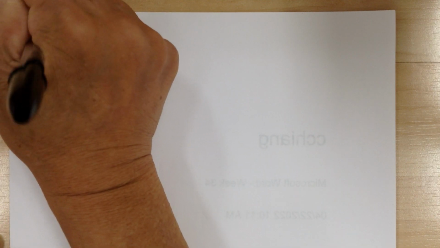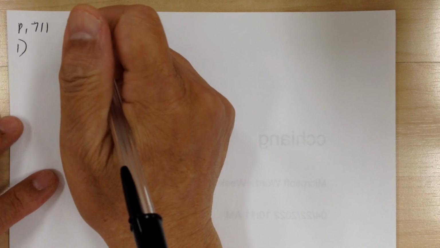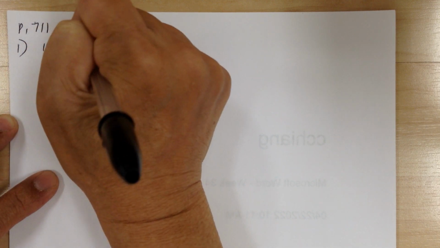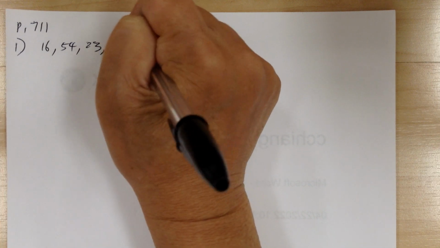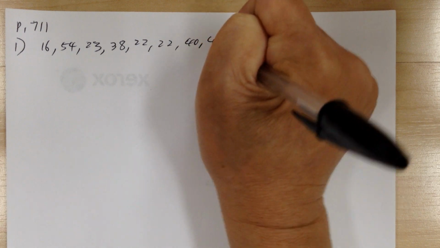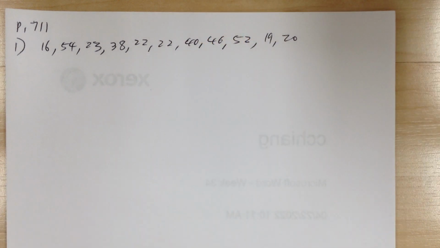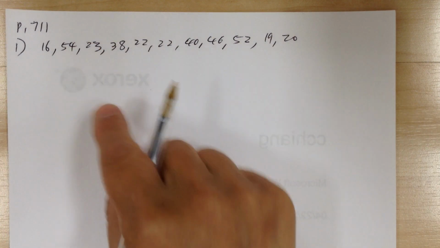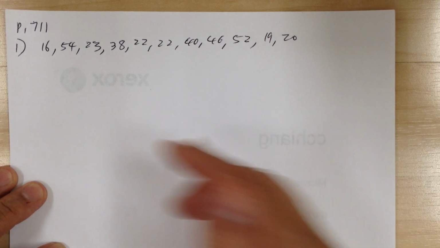Okay, let's go to page 711 and start with number 1. So you have this data: 16, 54, 23, 38, 22, 22, 40, 46, 52, 19, and 20. I just make sure I copy it correctly. Okay, you want to draw a stem and leaf plot for the given distribution.